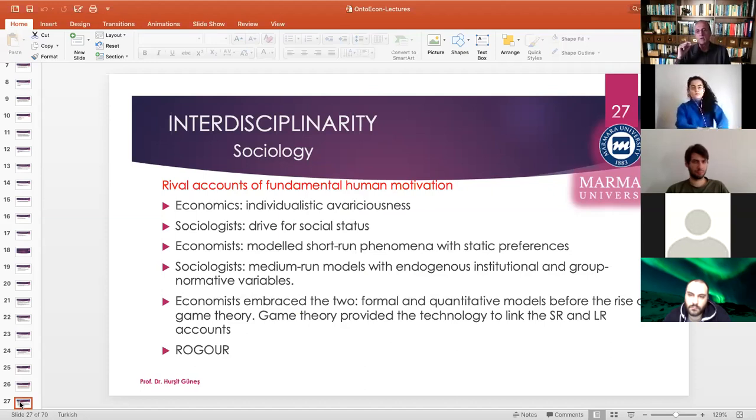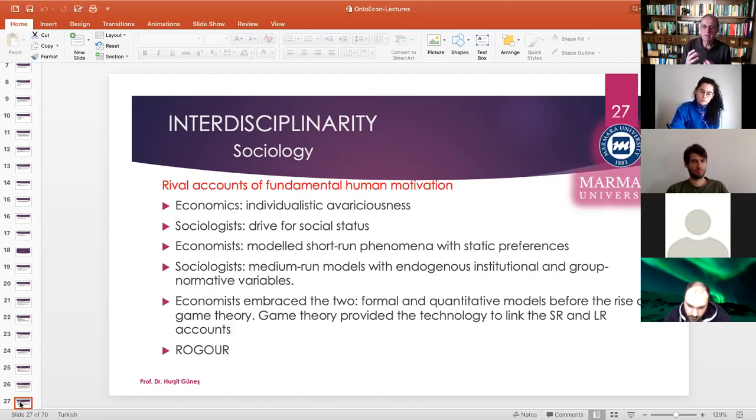Now, rival accounts of fundamental human motivation. Economics is interested in individualistic avariciousness, spending and spending. Sociologists are interested in the drive for social status. There are two different motivations in the study of these two disciplines. If they're two separate, then how can they be combined? Where do they interact, and how can they be combined? Economists model short-run phenomena with static preferences.